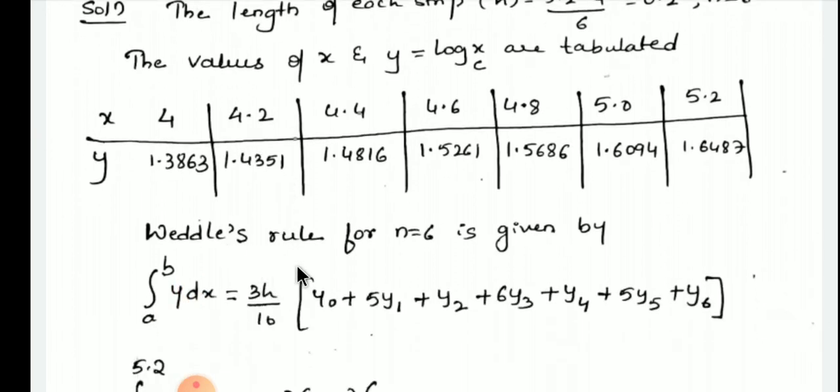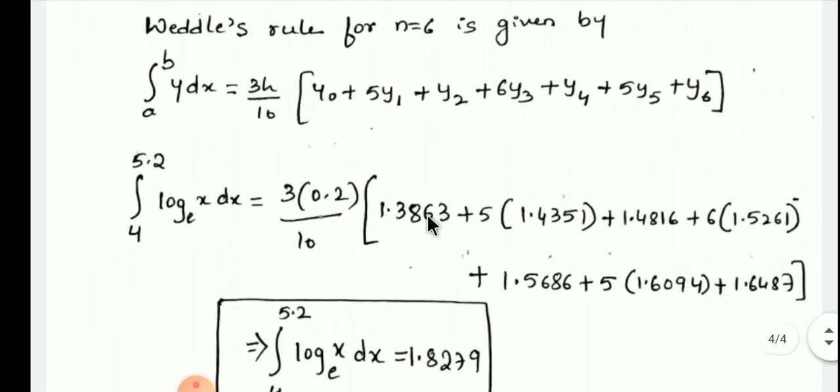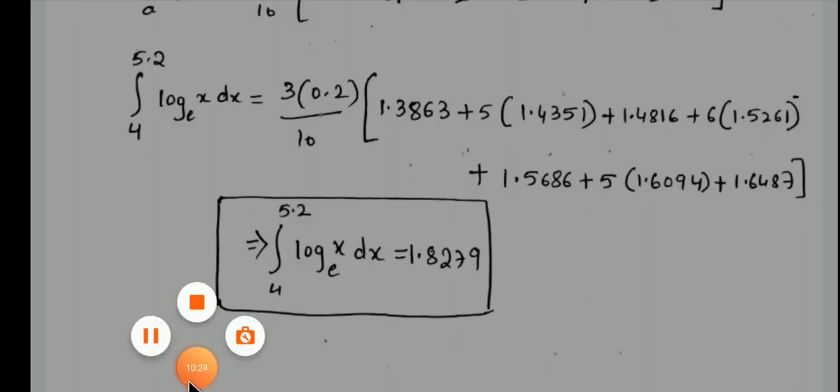By Weddle's formula, in the previous lecture we have solved some examples on Weddle's rule. Therefore, the formula is given by 3h by 10 times y0 plus 5y1 plus y2 plus 6y3 plus y4 plus 5y5 plus y6. Now please substitute all the corresponding values of y0, y1, y2, and so on, and simplify it. You are going to get the answer as 1.8279. This is your required answer. Thank you.